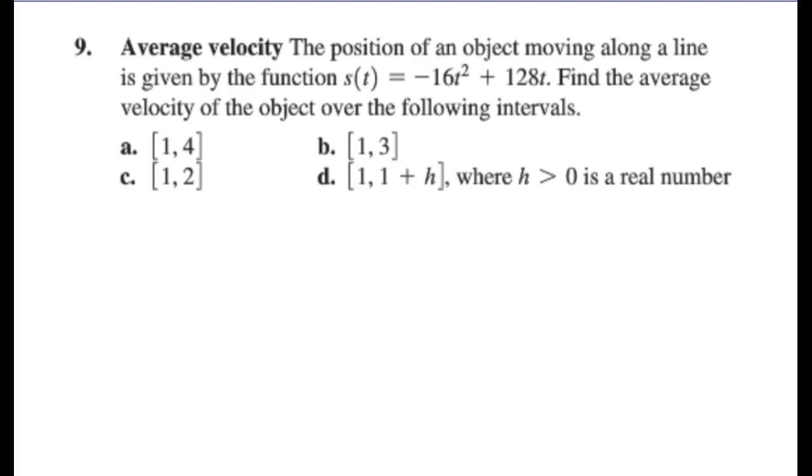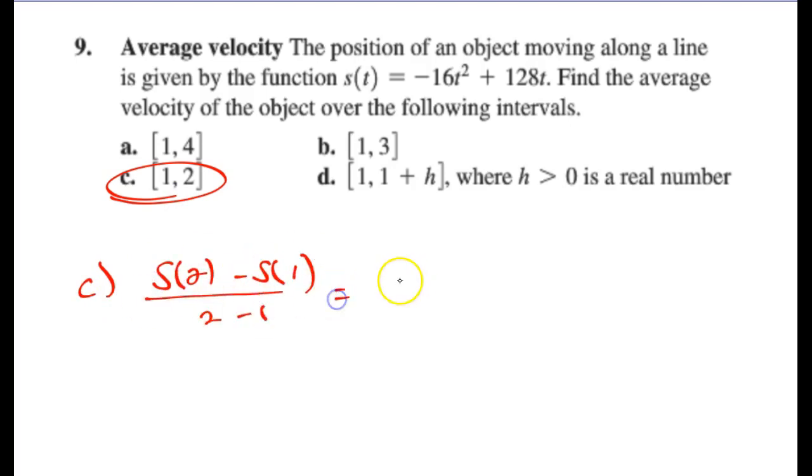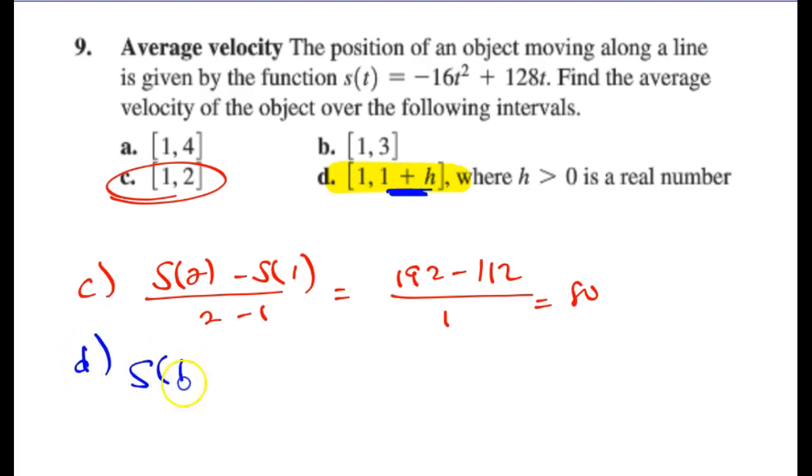Here are some more examples. I'll jump to C and you can finish up some of them, but s at 2 minus s at 1 all over 2 minus 1 would be 192 minus 112. You can check this on your calculator and then see it. But one that I do want to make sure that you can do, which will be on most any assessment, would be making sure that you can evaluate these variables. So on letter D, it would be s of 1 plus h minus s at 1 all over 1 plus h minus 1.